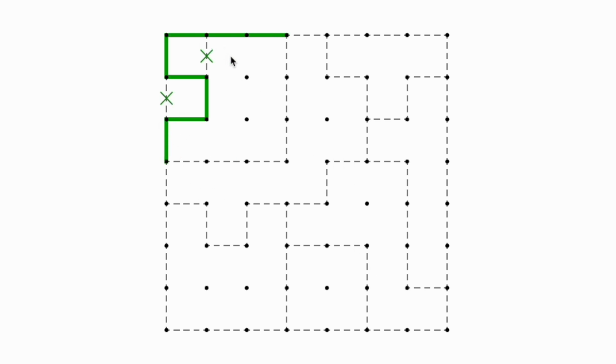Now let's look at the size of this region. 1, 2, 3, 4, 5, 6, 7 cells are not part of the loop. We have 1. We need 6 more, and there are 6 more. So those are all out. The loop continues this way.